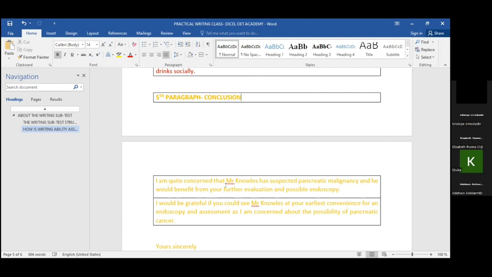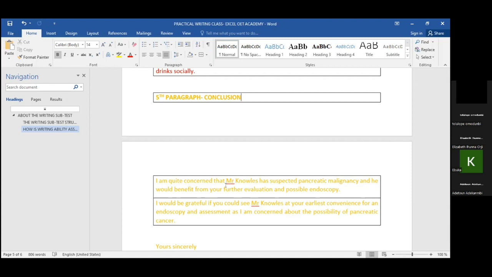Okay, now look at the second one. I said, I would be grateful if you could see Mr. Knowles at your earliest convenience for an endoscopy and assessment, as I am concerned about the possibility. Remember that it's not a confirmed diagnosis. It's a possible diagnosis. So that's the possibility of pancreatic cancer.